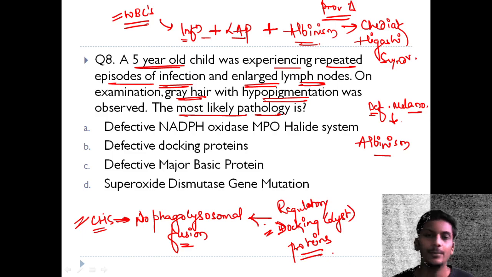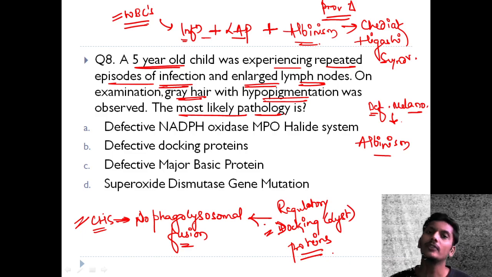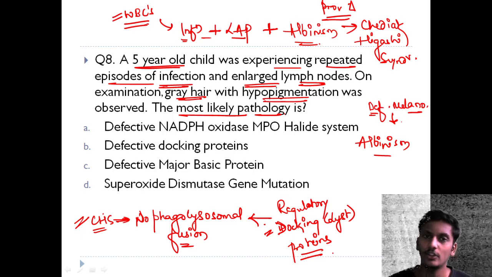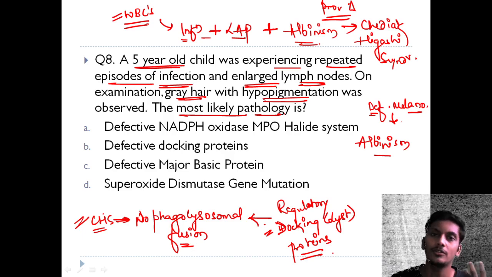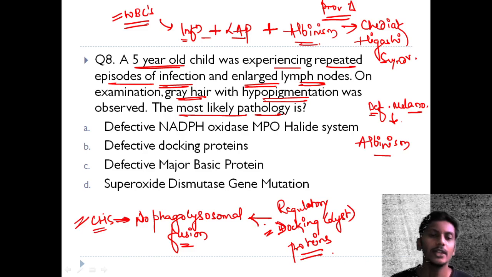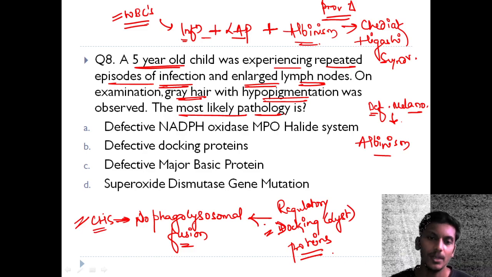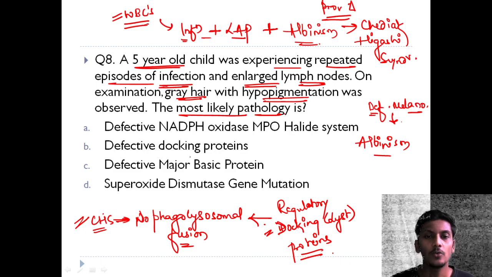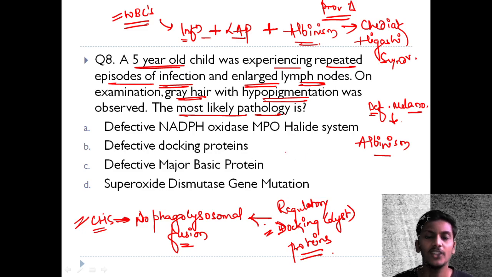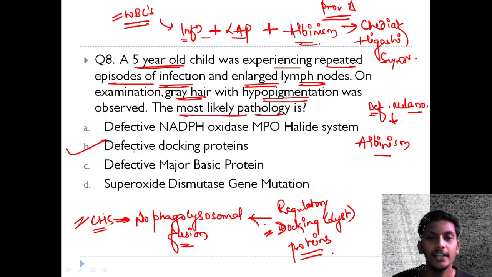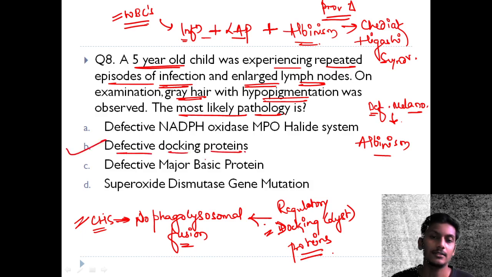Along with that, albinism can be seen, right? Along with some neurological manifestations can also be seen due to defective myelination, and also we can see repeated episodes of bleeding in this child, right? So this is your Chediak-Higashi syndrome. So what is the answer now? The most likely pathology in this Chediak-Higashi syndrome is what? Defective docking proteins. So option B, defective docking proteins, is the right answer over here.